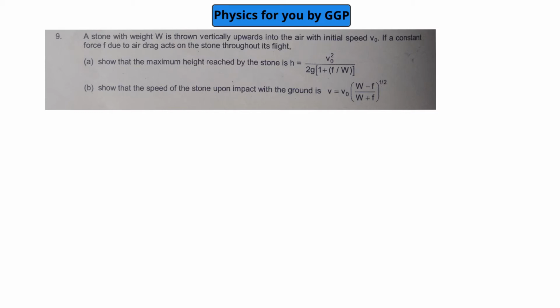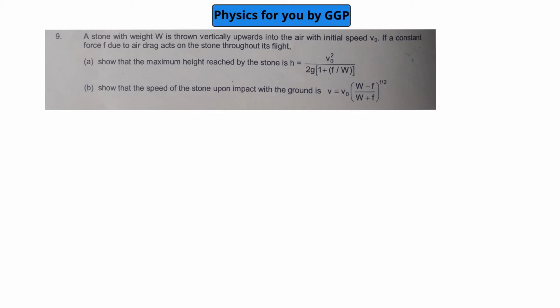It is given that a stone with weight W is thrown vertically upward into the air with the initial speed of v0. If a constant force F due to air drag acts on the stone throughout its flight, then first, show that the maximum height H reached by the stone is equal to the following.